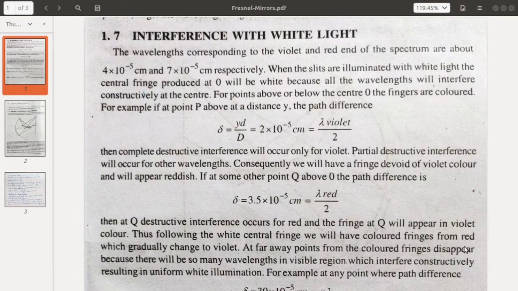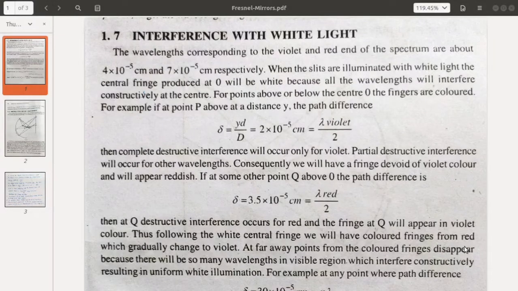So when the slits are illuminated with white light, we will obtain a bright point or white point at the center. White means, we know that white light or visible light is colored, that is, it varies from 400 nanometer wavelength, that is for blue color, to red color, approximately 700 nanometer. So the visible light is a combination of violet to red color.